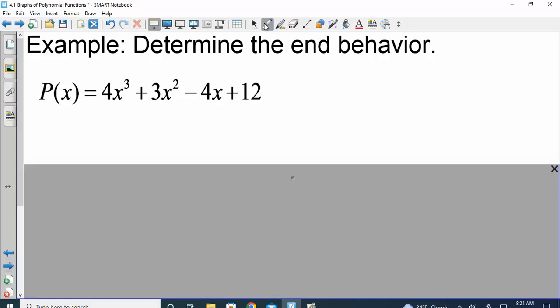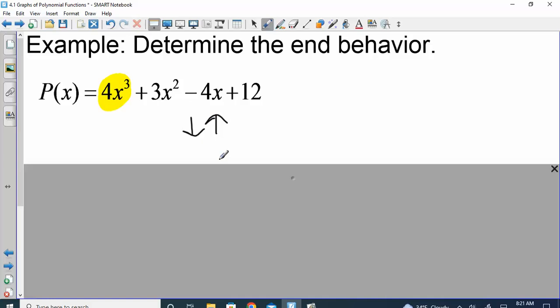If I'm looking at this polynomial, I only need to find the leading term. What's my leading term? 4x cubed. That's all I'm looking at. Ignore everything else. I see x cubed, and that tells me chair. The 4 is positive, so does it flip? No. So my end behavior? Down, up.